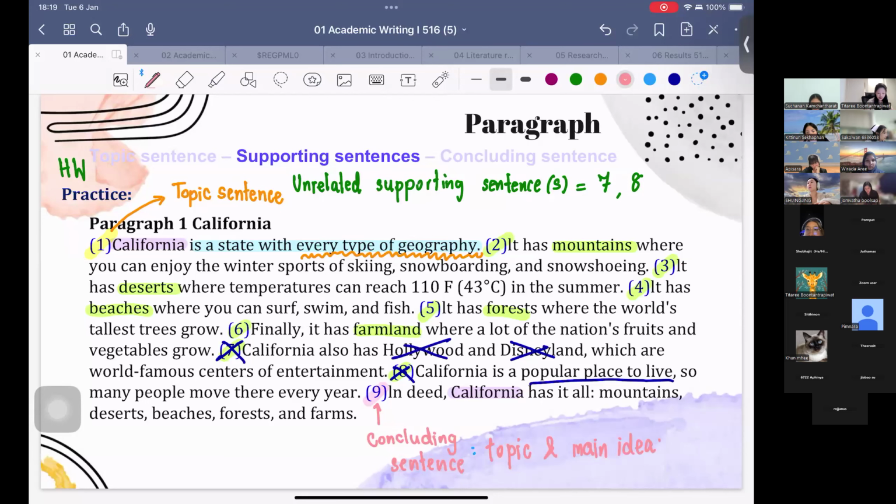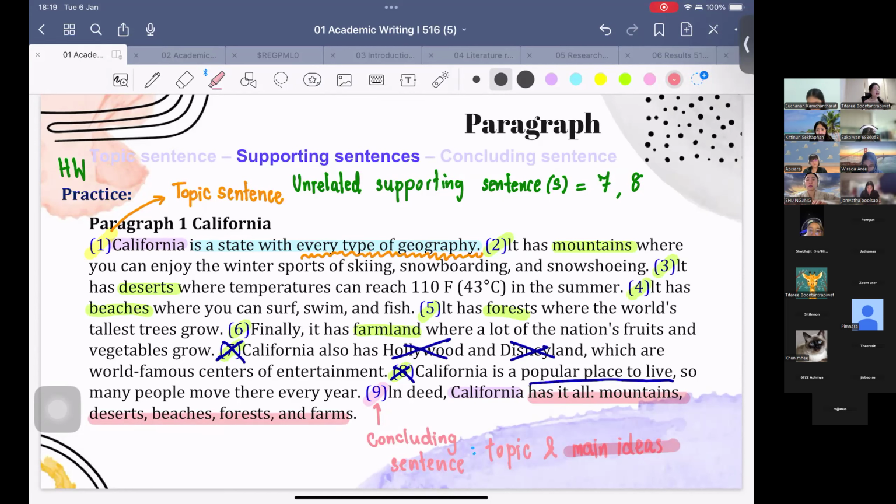So what is the main idea here? The main idea is technically the key thing you mentioned. The key thing here is the type of geography. So the main idea here is that it has it all: mountains, deserts, beach, forest, and farms. The words mountain, desert, beach, forest, and farms are the main ideas. Main idea is technically the key thing that you provide to support your topic. That's what we call main ideas, the key things.